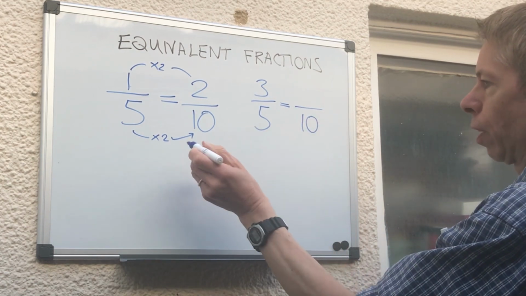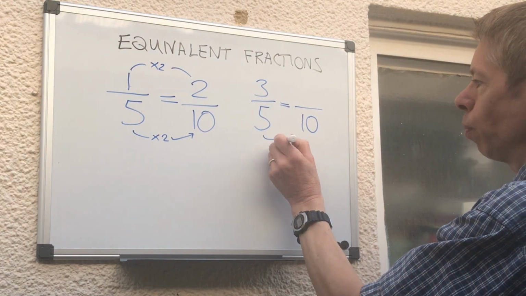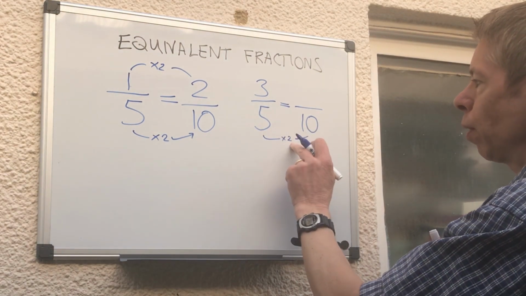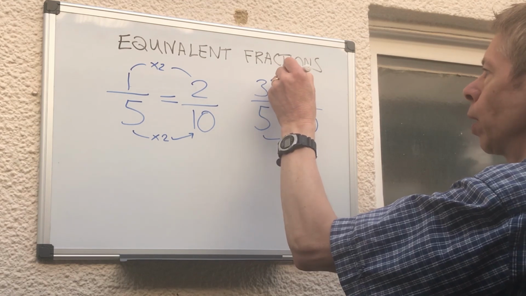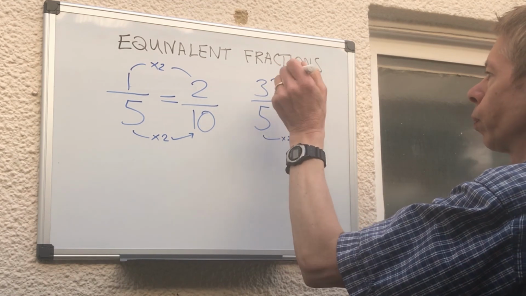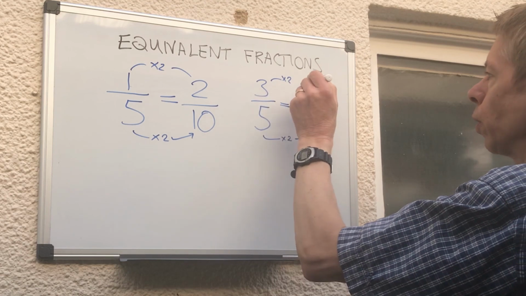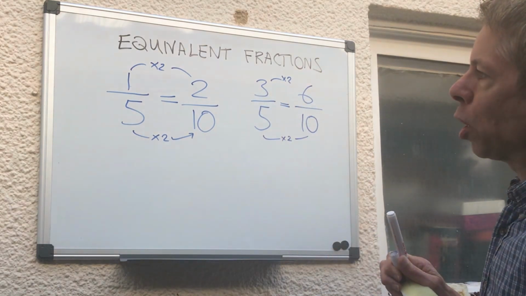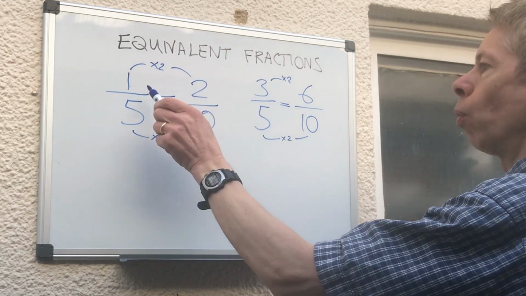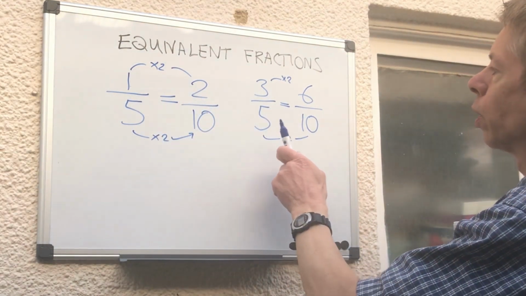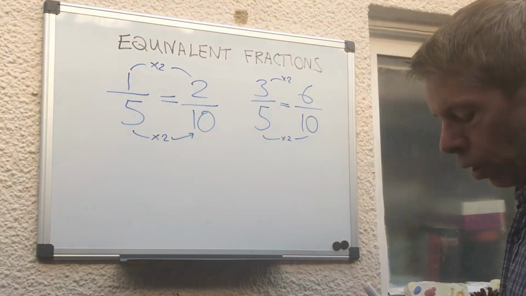Well, as we just did there, we multiplied by 2, so 5 times 2 is 10. So we've got to multiply the top number by 2 as well. 3 times 2 is 6. So we know that 1/5 is 2/10, 3/5 is 6/10.